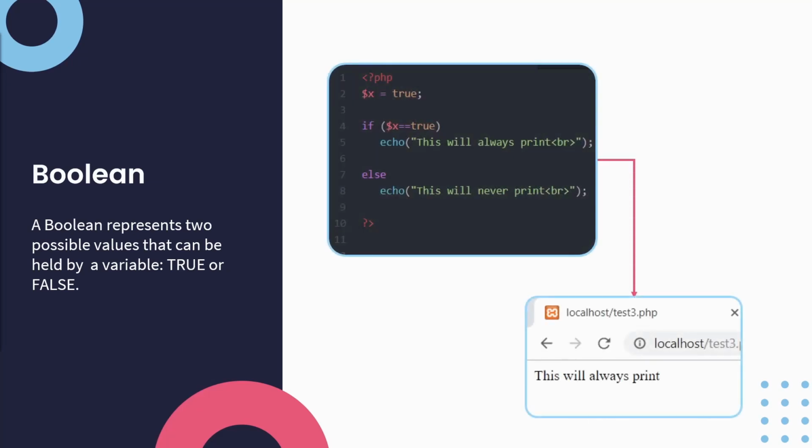So we have a variable called X, which is set to true, and we have an if-else statement. If and else statements are things we'll cover at a later stage. We have an if statement that if X is equal to true, then echo out the first statement. This will always print. We also have an else statement, and in this else statement, this is the default condition if X is not equal to true.